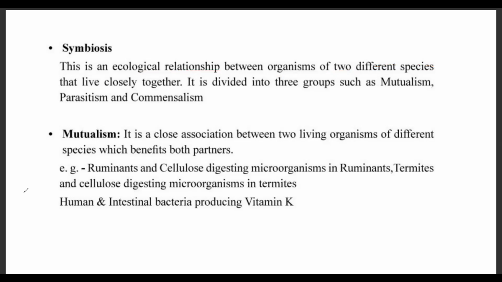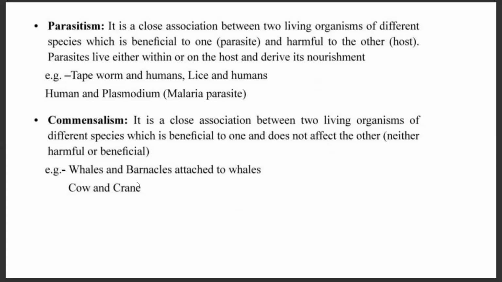Second group, parasitism. Parasitism is a close association between 2 living organisms of different species which is beneficial to one and harmful to the other. Right, now let's take mosquito and human. Who is the host? Human is the host.